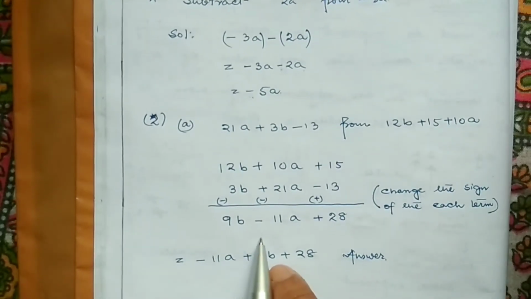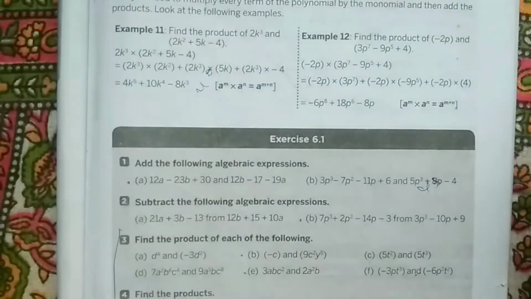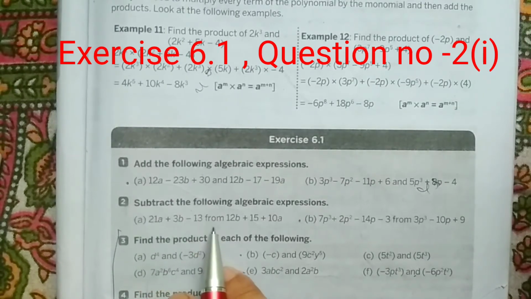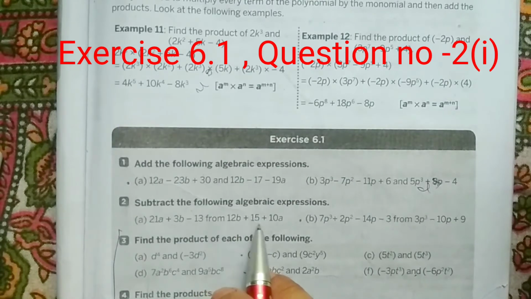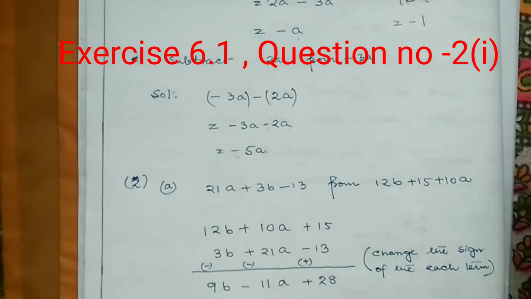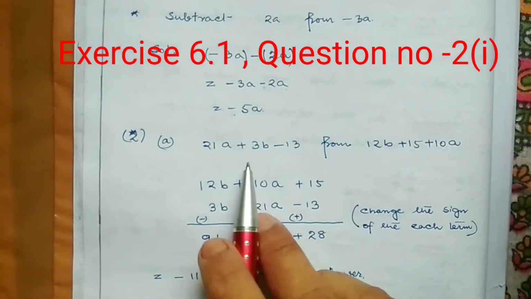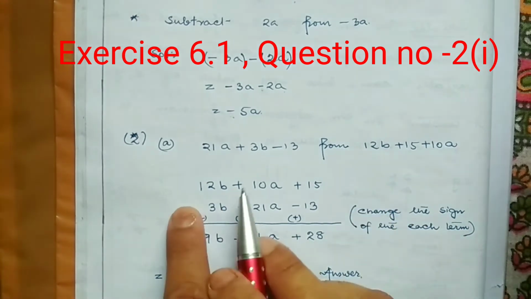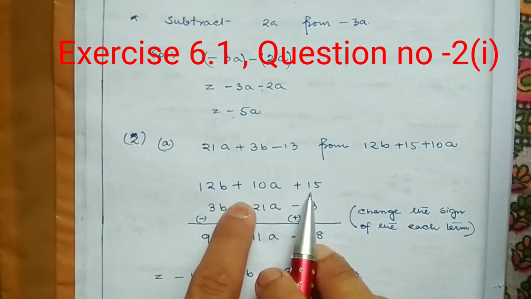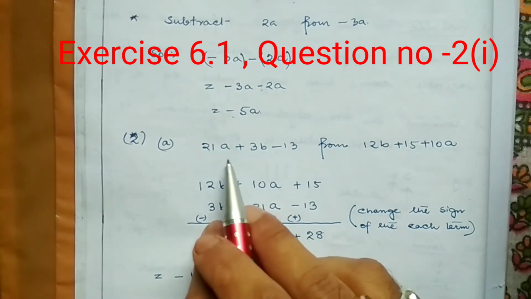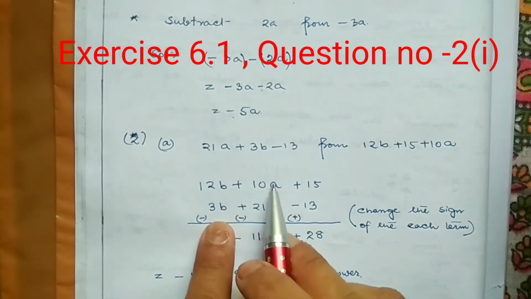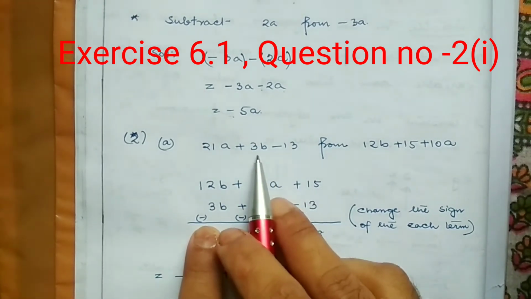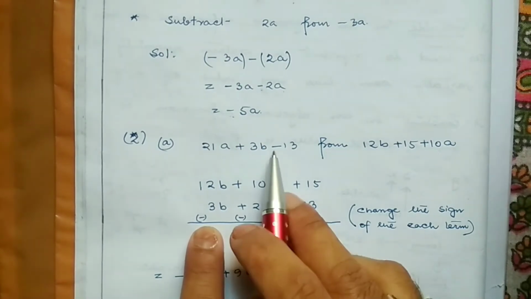Suppose we want to subtract one value from another. The question is: subtract 21a plus 3b minus 13 from 12b plus 15 plus 10a. This is the question. So how will we do this sum? Since the first one is to be subtracted from the second one, we'll write the second one first: 12b plus 10a plus 15. And I told you before, if you want to write 21a, it should be below a. If you want to write b, it should be below b, and the number should be below the number. So that's why I've written 3b plus 21a minus 13.